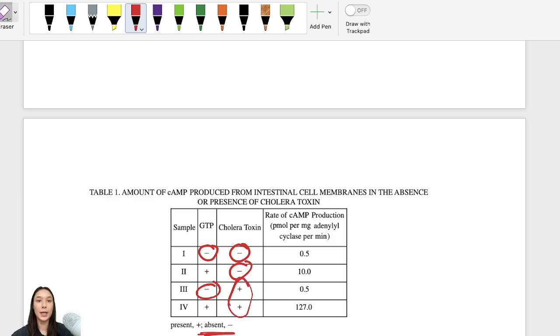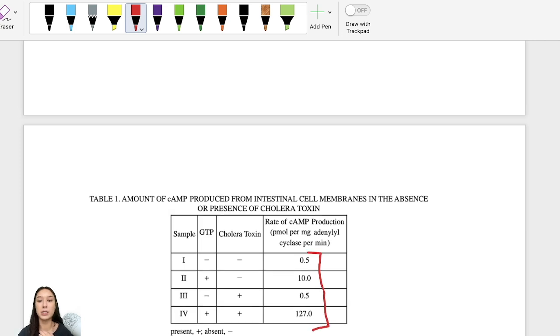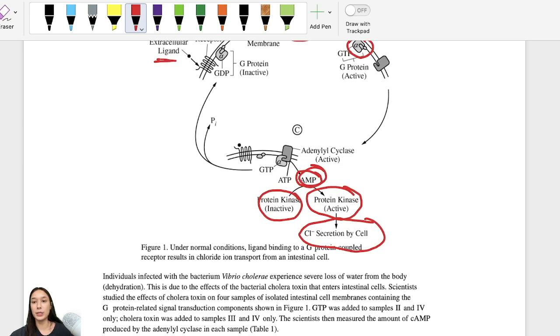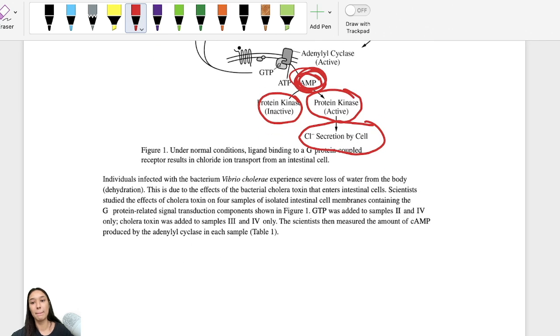So just by looking at this, you can see that you have every combination of GTP and cholera toxin, which is what you want in your experiment, right? You want to do one where there's none of each, one of each, and then both, so that you can see the difference. And what you're ultimately measuring in this case is important. It is the rate of cyclic AMP production. So we've got the metrics here of the rate that it's being produced. And again, you can see where cyclic AMP is being produced in terms of our signal transduction pathway.